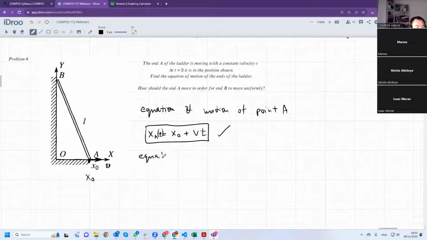Equation of motion of point B. Well, so initially it is at this point, y0, and then it moves down. Now, we need to be very careful of what we know and what we don't know. We don't know the initial position, and we don't know the initial velocity of point B. So we can't really use any known equation.